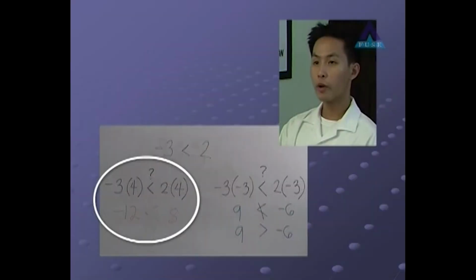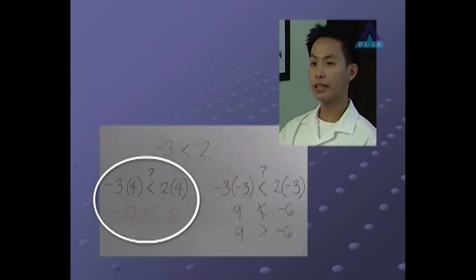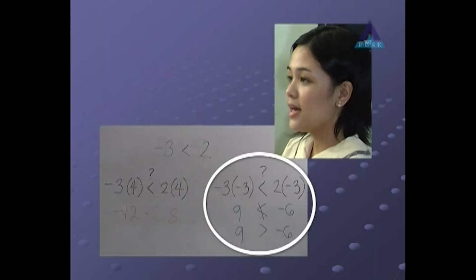Tell us what happened to your inequality, Chris. Well, ma'am, the orientation remained the same when I multiplied both sides of the inequality by 4, which is a positive number. In my case, I ended up reversing the inequality since I multiplied both sides of the inequality by negative 3, which is a negative number. Good work! What we've just uncovered is the multiplication property of inequalities.